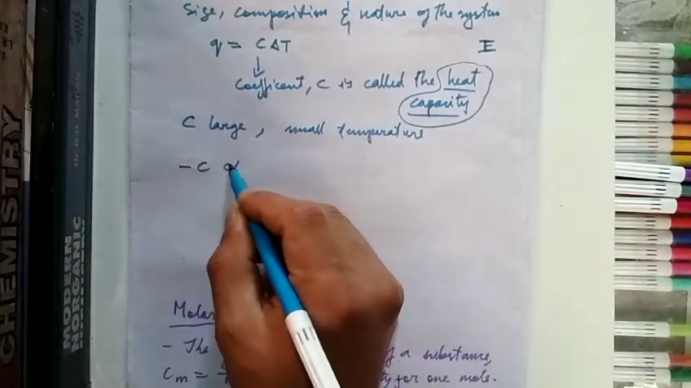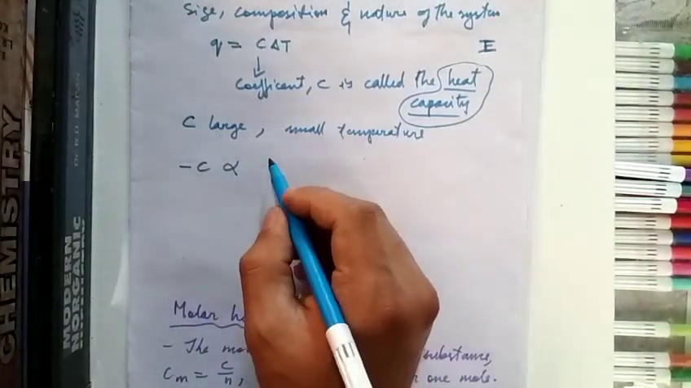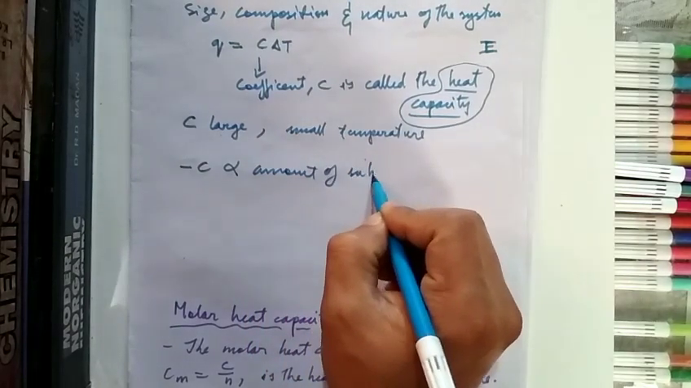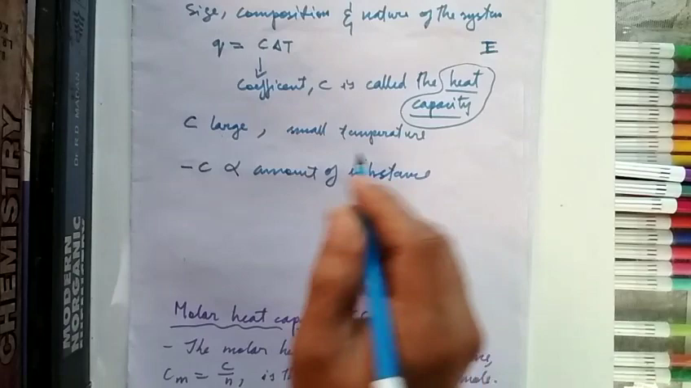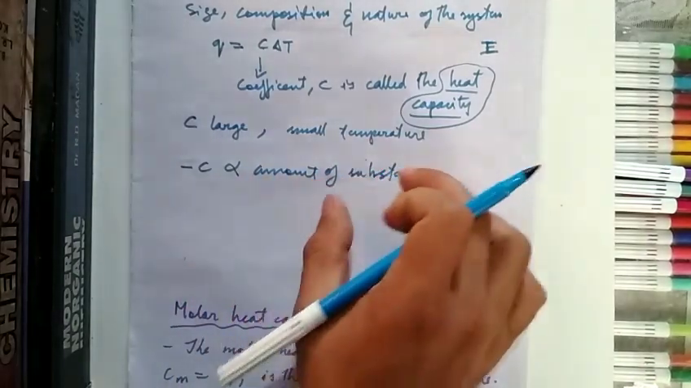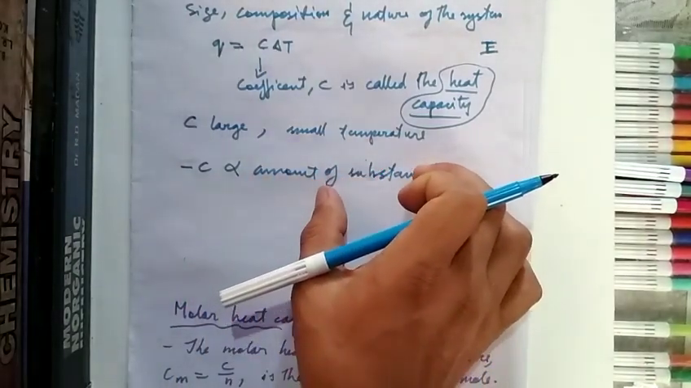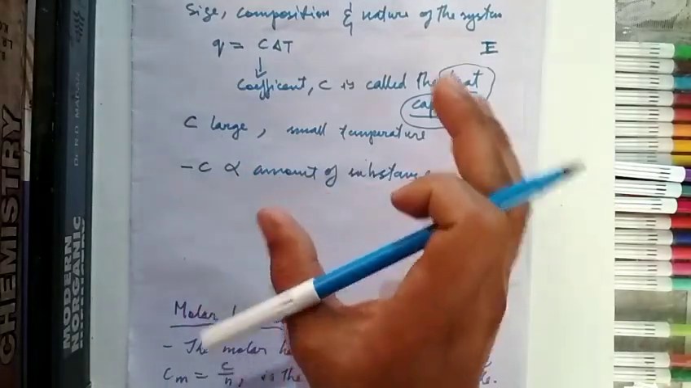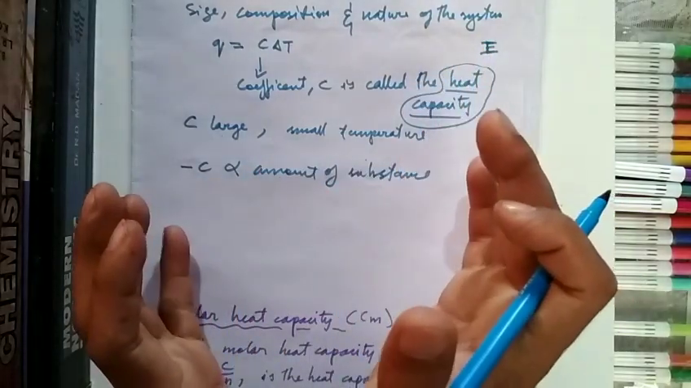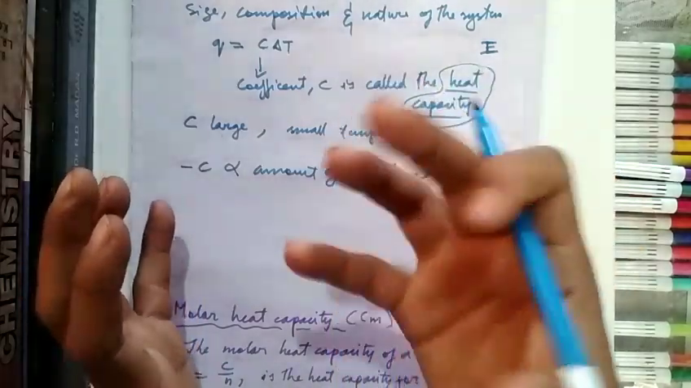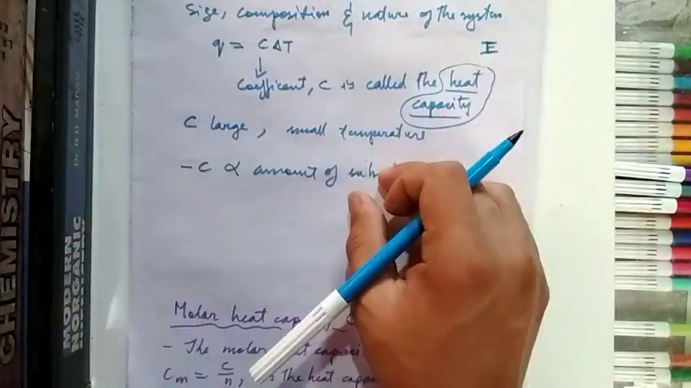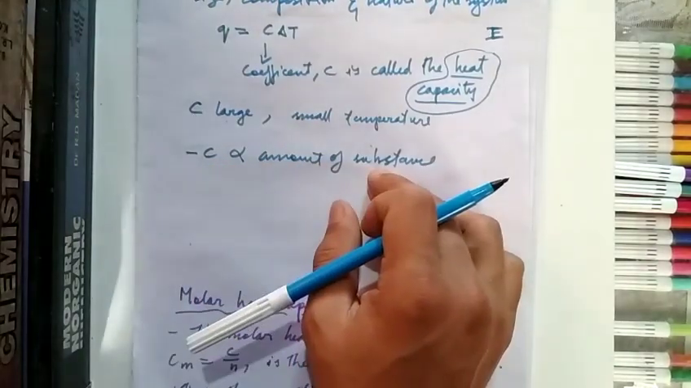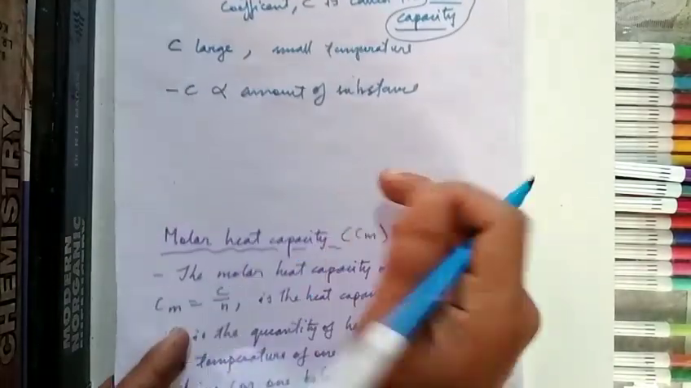This C is proportional to the amount of substance. We have just discussed this now. If the amount of substance increases, this C increases. So if the amount of substance increases in a bulky way, we need to apply higher temperature. So this is proportional to the amount of substance.